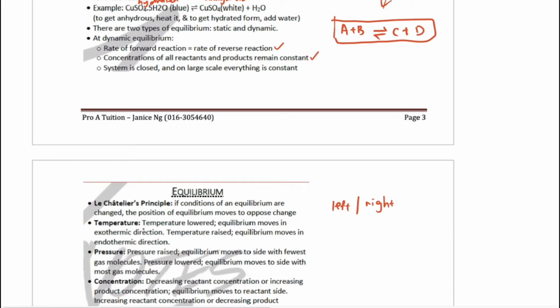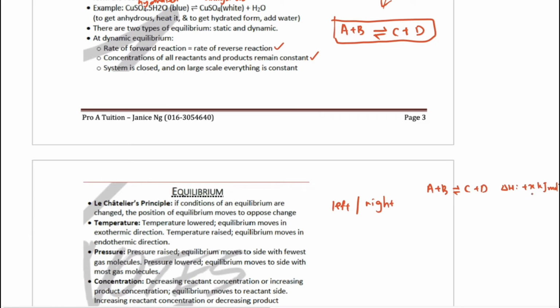So why is heat released? Because they want to oppose the change. You put it in a freezer, it's very cold, then they release heat through an exothermic reaction. So they go in the exothermic direction. Where is the exothermic direction? It depends on the chemical reaction. Let's say, for example, A plus B become C plus D. Then they give you delta H is positive X kilojoule per mole.